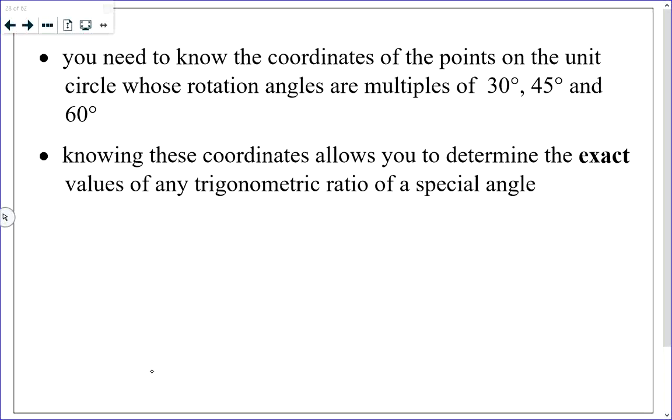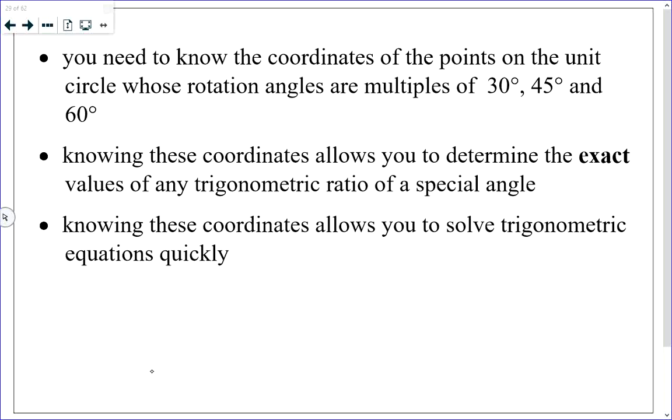of secant of 7 pi over 4 plus cotangent of negative pi over 6, there's no way you're going to be able to determine the exact values unless you're familiar with those points on the unit circle. In addition, when you're solving trigonometric equations, knowing the coordinates of those points allows you to solve the equations a lot quicker. And I would go so far as to say a person who is familiar with the coordinates of those common points on the unit circle will be a lot more successful at solving most trigonometric problems in this course.